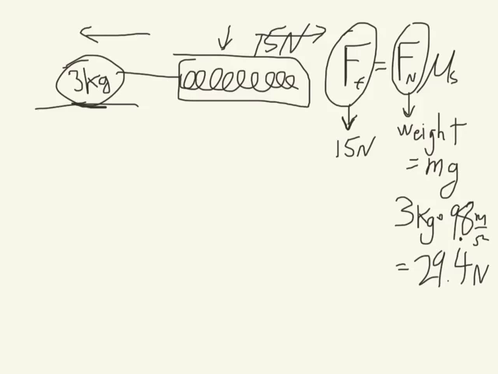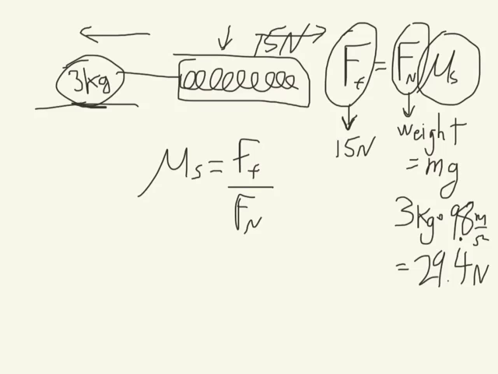So now we have an equation, and our only unknown is the variable we want to solve for. So it's all downhill from here. Let's just solve for that variable. Divide both sides by the normal force. And plug in our numbers. Remember to give them units.